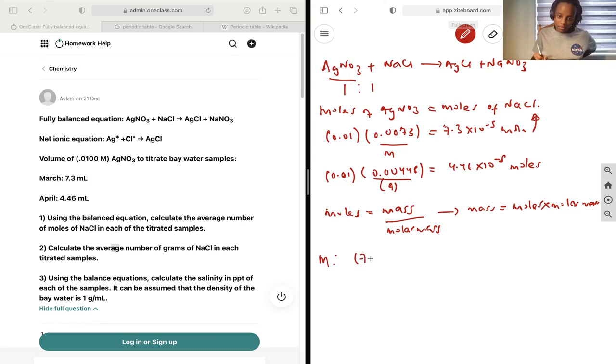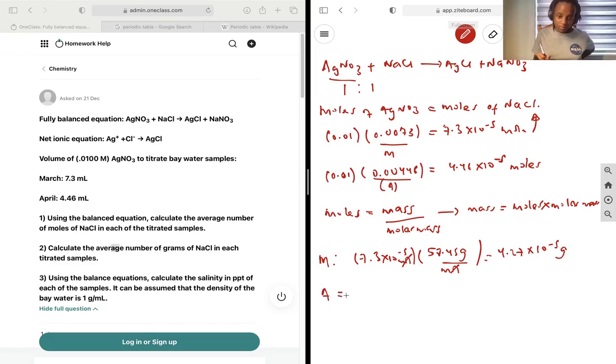we will have 7.3 by 10 to the negative 5 multiplied by the molar mass of sodium chloride, and that's going to be 58.45 grams per mole, and of course this is in moles, so the units cancel, and we get 4.27 by 10 to the negative 3 grams.